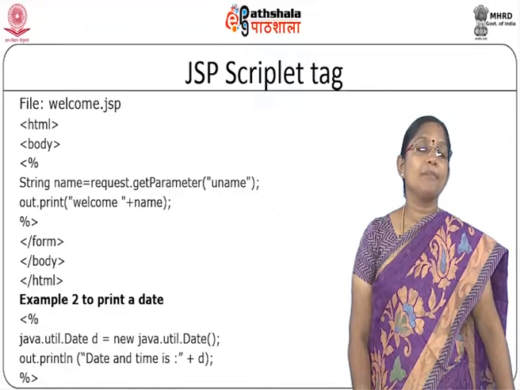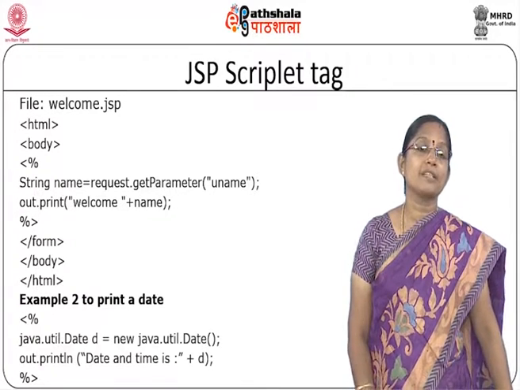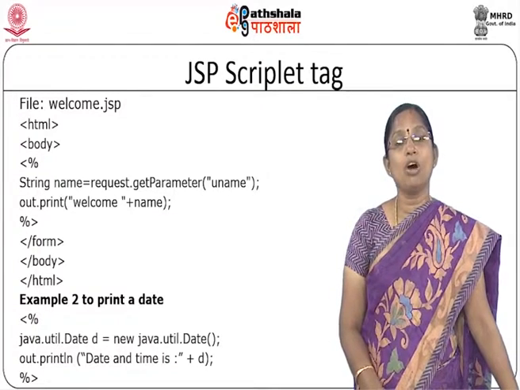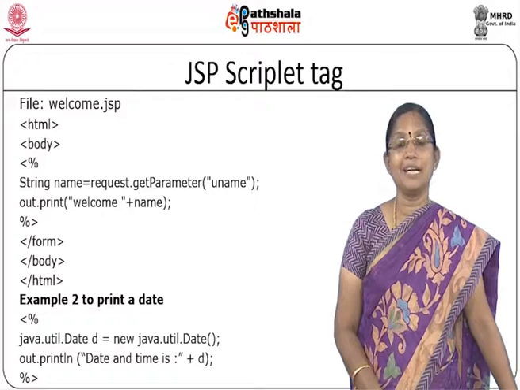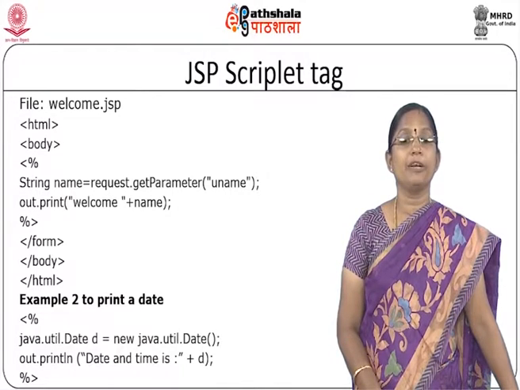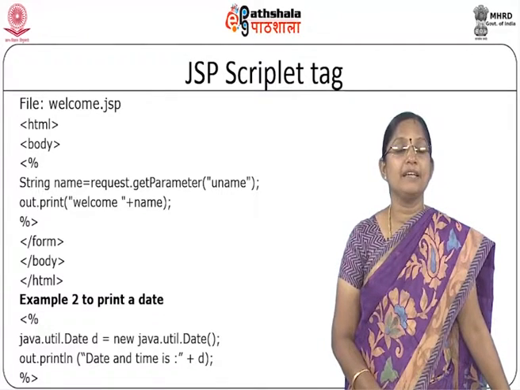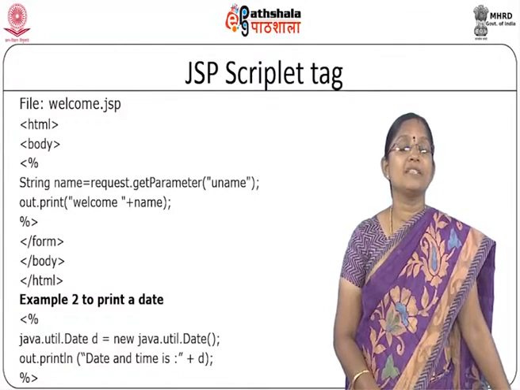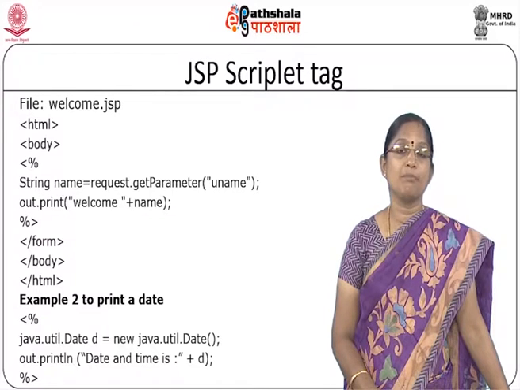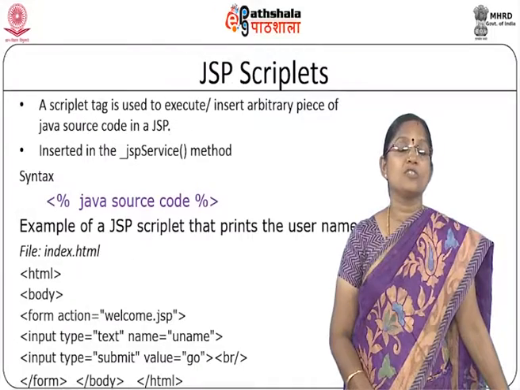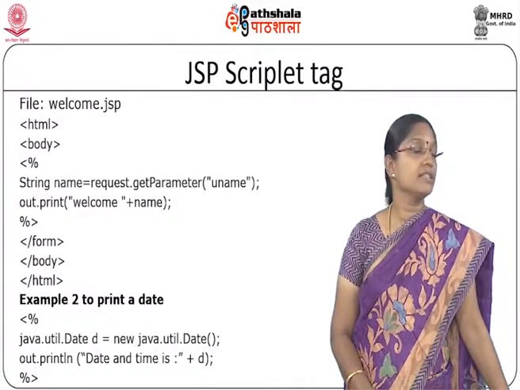The second example, which is used to print a date. Similarly, two lines have been embedded as a scriptlet. This can be embedded within any HTML code. A new object for java.util.Date has been created. Simply using an out.println statement, this d has been displayed. Just on the fly, this Java code can be embedded within an HTML page. This kind of embedding of arbitrary Java code inside an HTML or JSP file is called scriptlets.